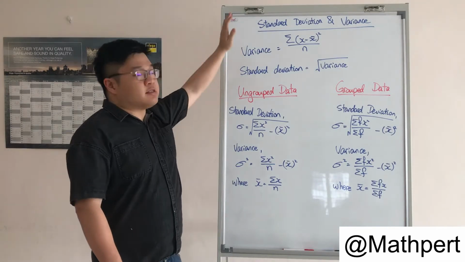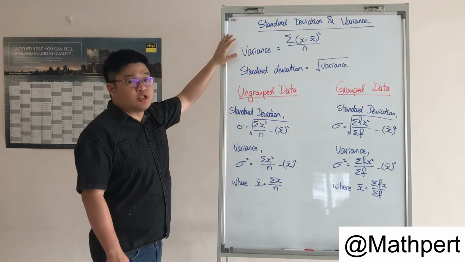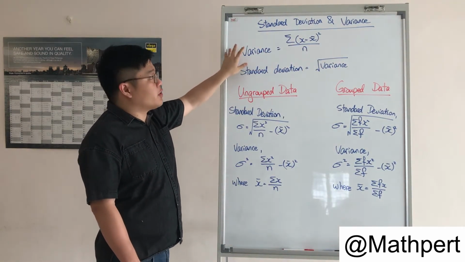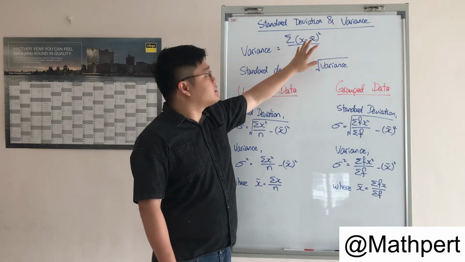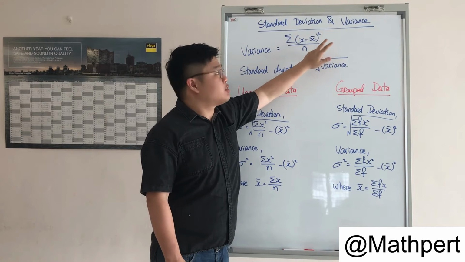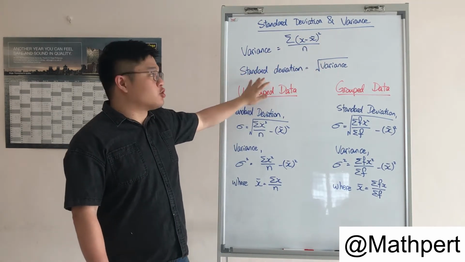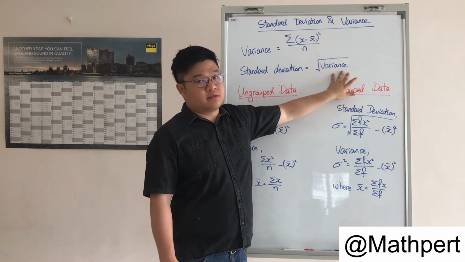Now let's take a look at standard deviations and variance. This is the definition of variance. Variance is equal to the summation of (x minus mean) squared, divided by n. And standard deviation is equal to the square root of variance.